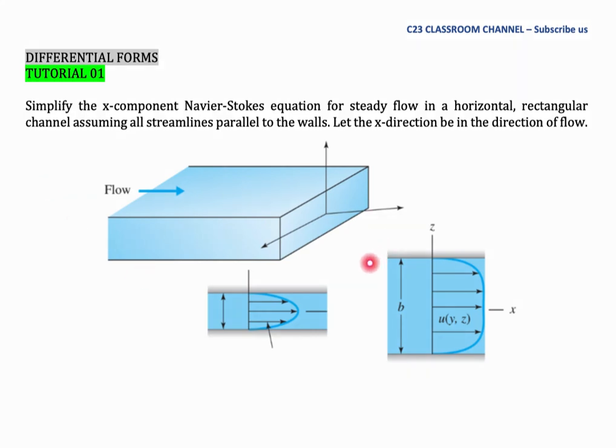So this is the diagram given for this tutorial. We need to imagine that we have a rectangular channel like this, and then we have an x-axis here, and this is the z-axis, and this is the y-axis. And then from the side view here, the velocity profile will look like this, and from the top view here, the width of this channel is b, and the velocity profile will show like this.